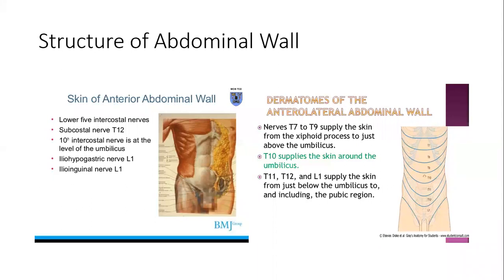So nerve supply to the anterior abdominal wall is derived from the lower 5 intercostal nerves. So I hope you know what are intercostal nerves. Subcostal nerve, that is the other name for the 12th thoracic spinal nerve. Then we have iliohypogastric and ilioinguinal nerves.